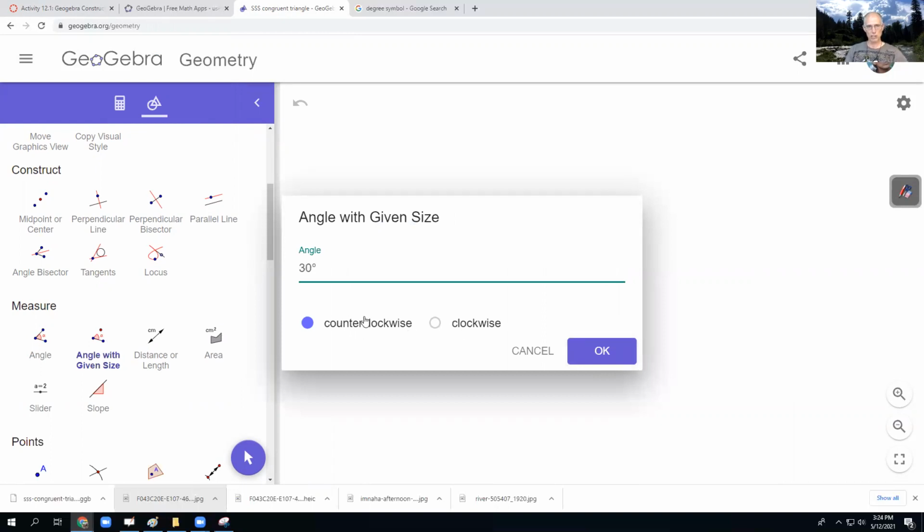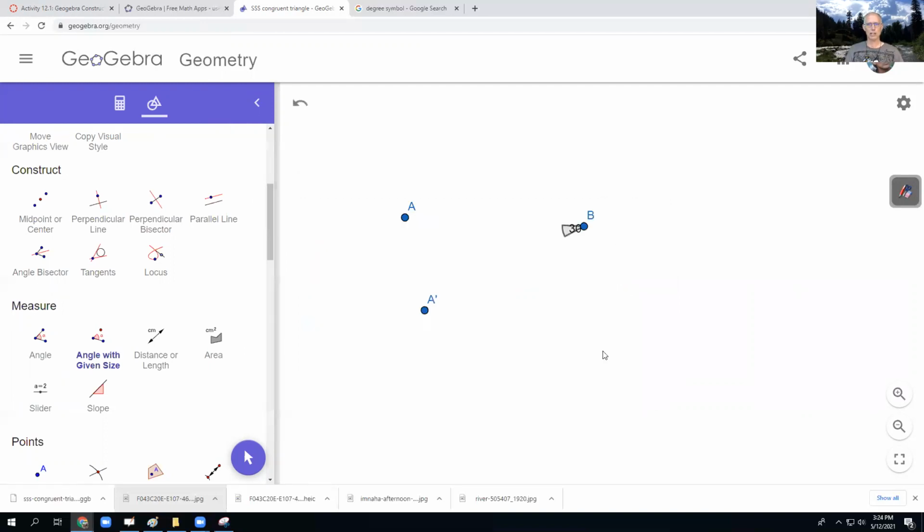And clockwise, counterclockwise, your call. Let's see, from here, counterclockwise, from B is the center, what's going to happen? Counterclockwise, it should sweep downward, I think. I just need to think about that. Oh, there it is. So it put a new point down here, but it gave me that 30-degree angle.